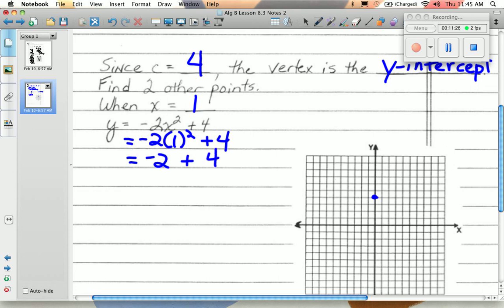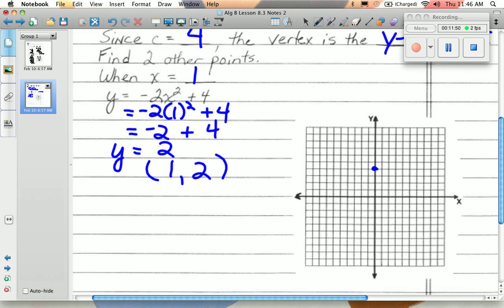If you multiplied first and then squared, you'd have gotten 4 there, right? You should do the exponent first. Negative 2 plus 4 is 2. So what ordered pair did we just find? 1, 2. Stop and take the time to put that one on your graph right away and reflect it. Mirror it, reflect it.